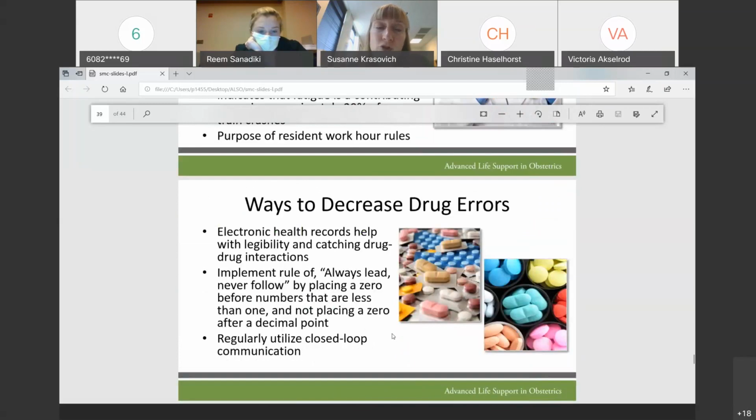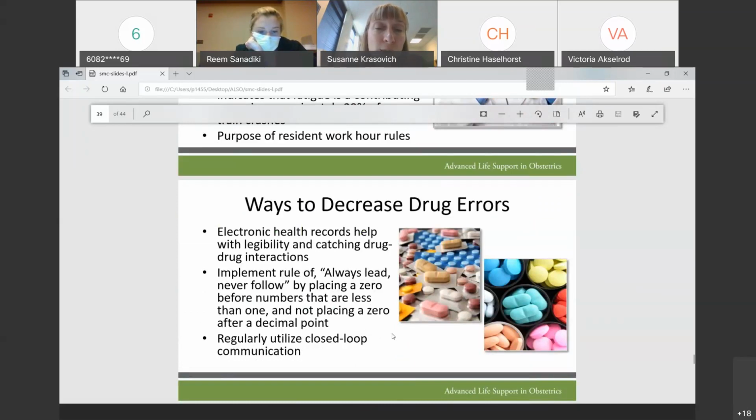When we talk about drug errors, electronic health records do help in decreasing drug errors, especially by taking legibility out of the equation, so someone's not trying to read your writing, and also by catching and identifying drug-drug interactions.